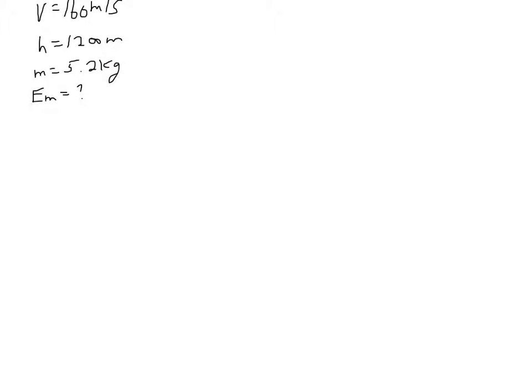This second question is asking about a cannonball at the peak of its trajectory. It told us that we have our velocity, we have our height, and we have our mass. What it's asking for is mechanical energy. And we know that our mechanical energy is simply the sum of our kinetic energy and our potential energy. So we know that our kinetic energy is going to be half mv squared, and our potential energy is going to be mgh.